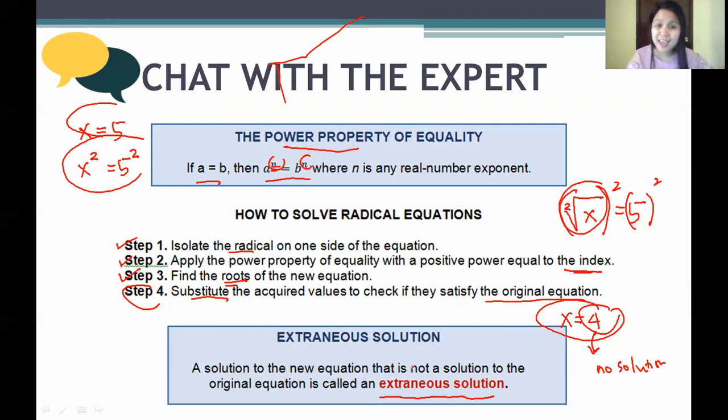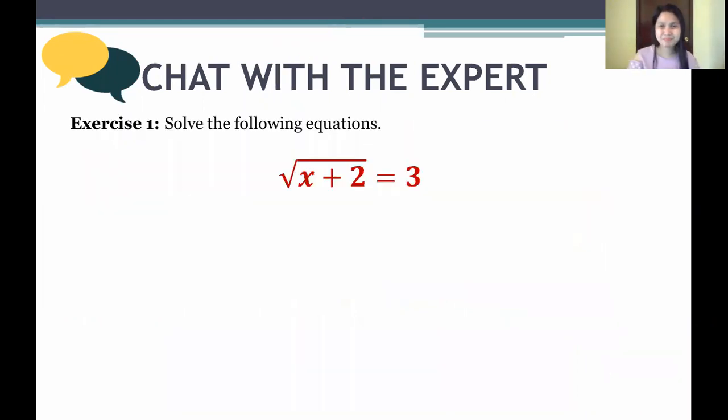The root word: extra solution. It's a solution, but it's an extra. It's not a part of the real solution. So now let's start with the first one. Ready? Let me first start by doing this one.